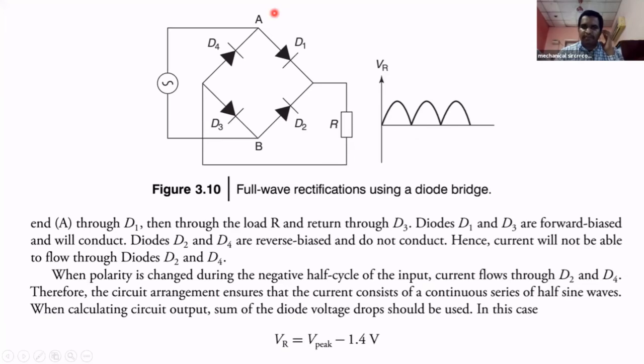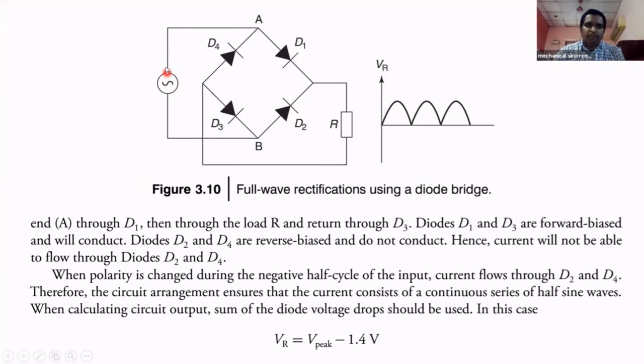See this. This is also called a diode bridge rectifier, or bridge rectifier. Here we are connecting 4 diodes. This is the resistor, and now we are supplying AC voltage. Now AC current is flowing.